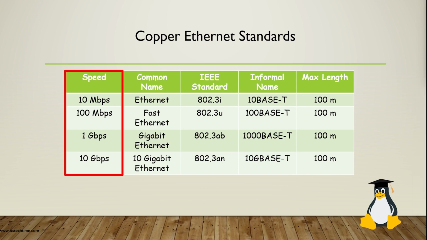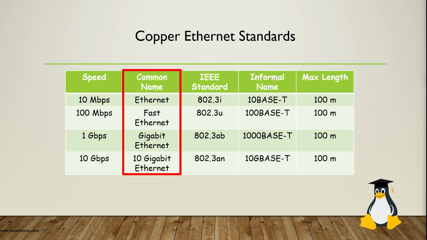We have the common Ethernet speeds of 10 megabits per second, 100 megabits per second, 1 gigabit per second, and 10 gigabits per second. These are the common names that you'll normally hear in your work environment when talking about Ethernet speeds. For example, Ethernet, Fast Ethernet, Gigabit Ethernet, and 10 Gigabit Ethernet.